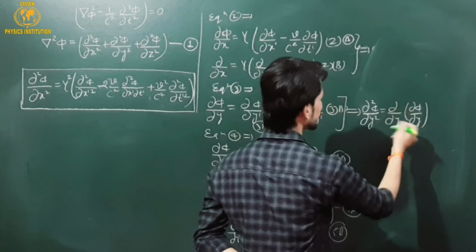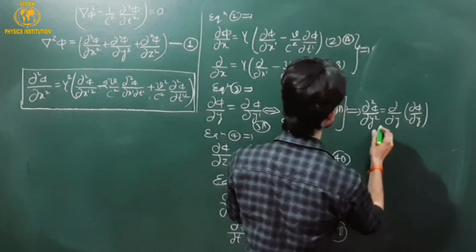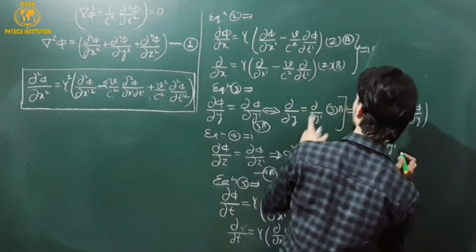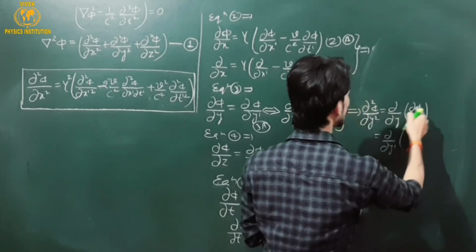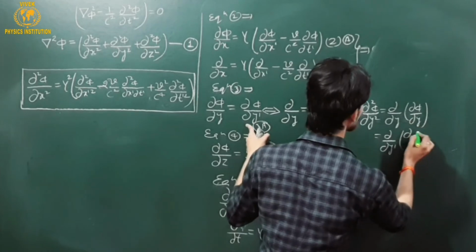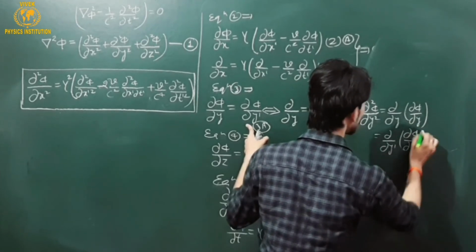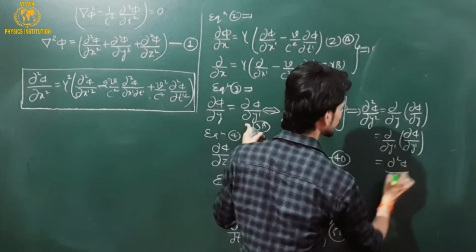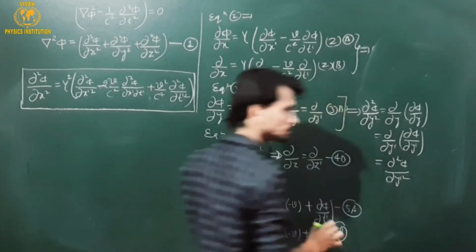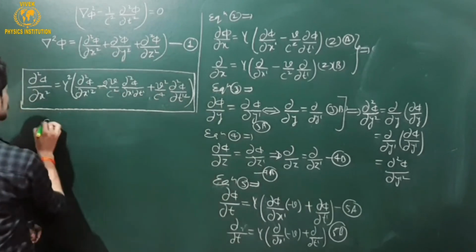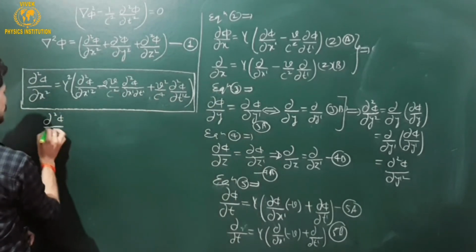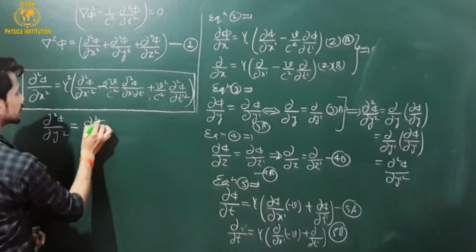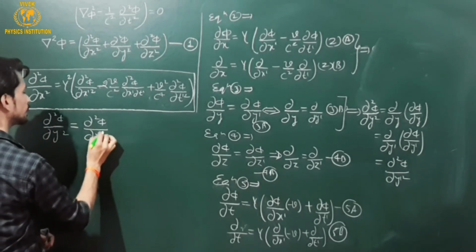Again, the value of del over del y is nothing but del over del y dash, and the value of del phi over del y is nothing but del phi over del y dash. So this will give me del square phi over del y dash square. So the value of del square phi over del y square is del square phi over del y dash square.